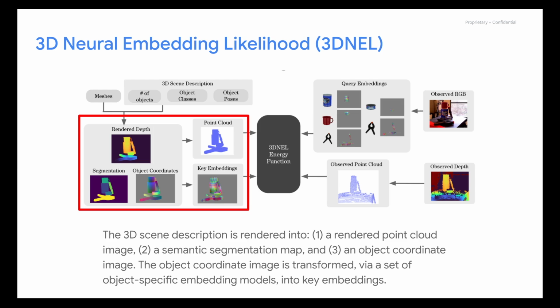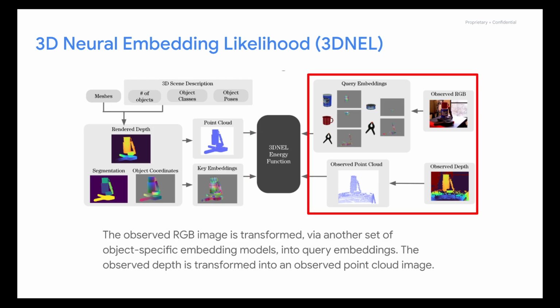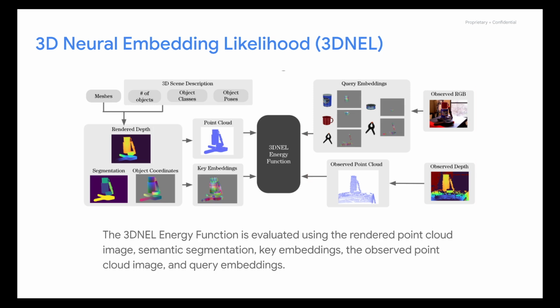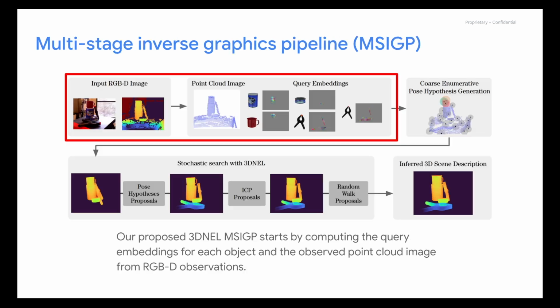The object coordinate image is transformed via a set of object-specific embedding models into key embeddings. The observed RGB image is transformed via another set of object-specific embedding models into query embeddings. The observed depth is transformed into an observed point cloud image. The 3D NEL energy function is evaluated using the rendered point cloud image, semantic segmentation, key embeddings, the observed point cloud image, and the query embeddings.